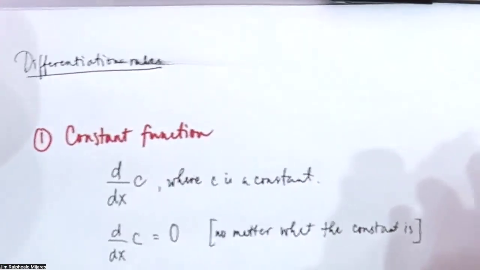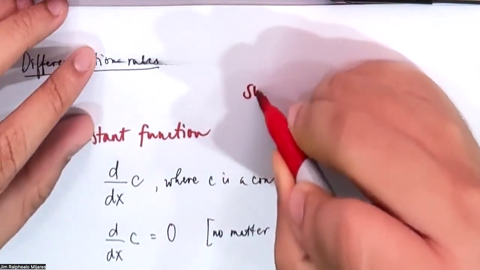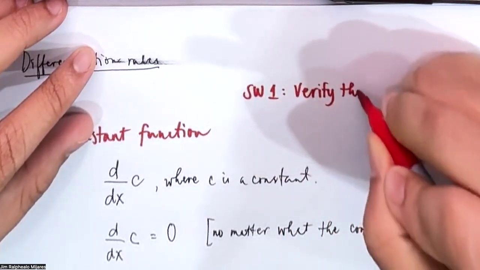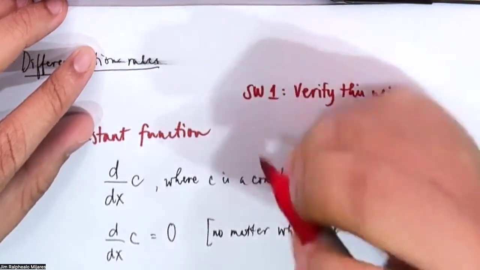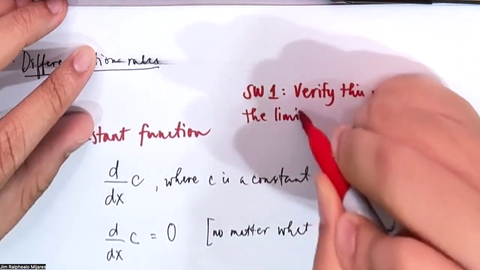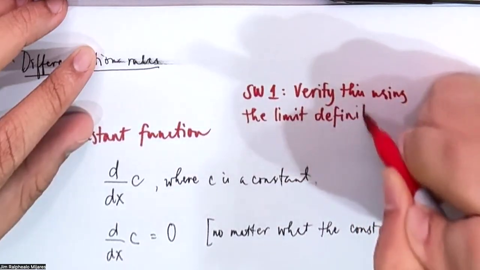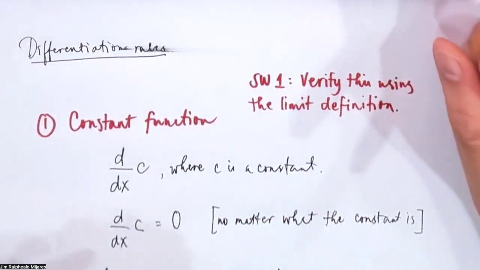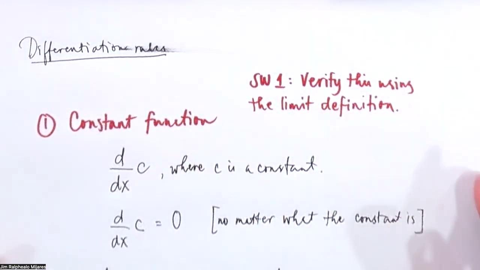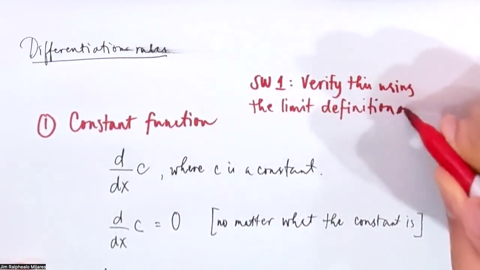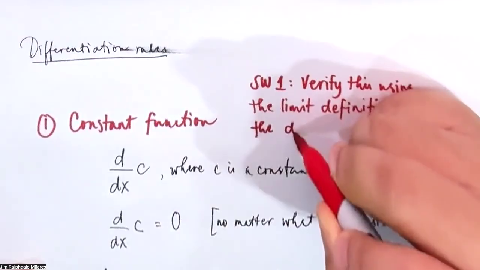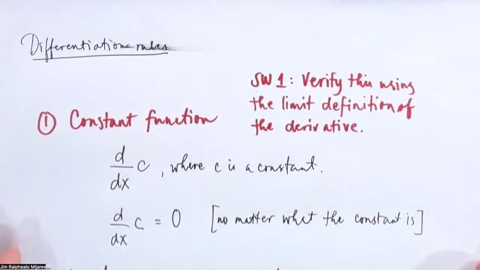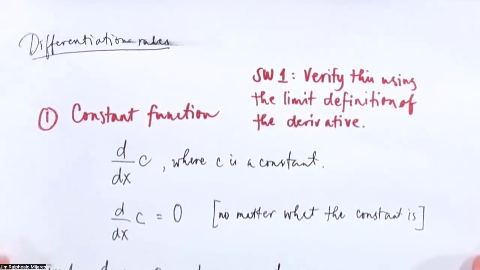Now, as an exercise, as seat work, I guess, one, verify this using the limit definition. Verify that the derivative of a constant is 0 using the limit definition of the derivative. Okay? Making sense so far.